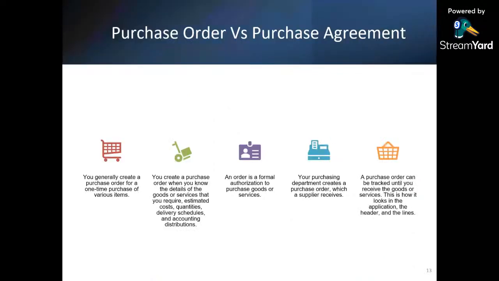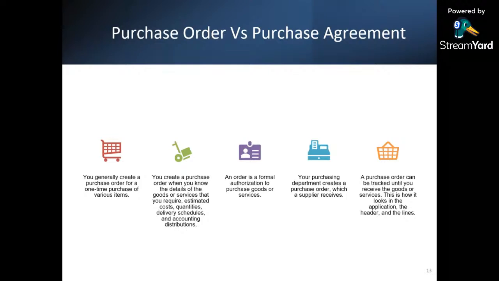And moving into the process, there are a few differences. There is something called a purchase order, and there is something called a purchase agreement. We should know the difference between the purchase order and the agreement. In this particular slide, I'm going to talk about the purchase order. You generally create a purchase order for a one-time purchase of various items. Let's say we are not going to have some recurring purchase.